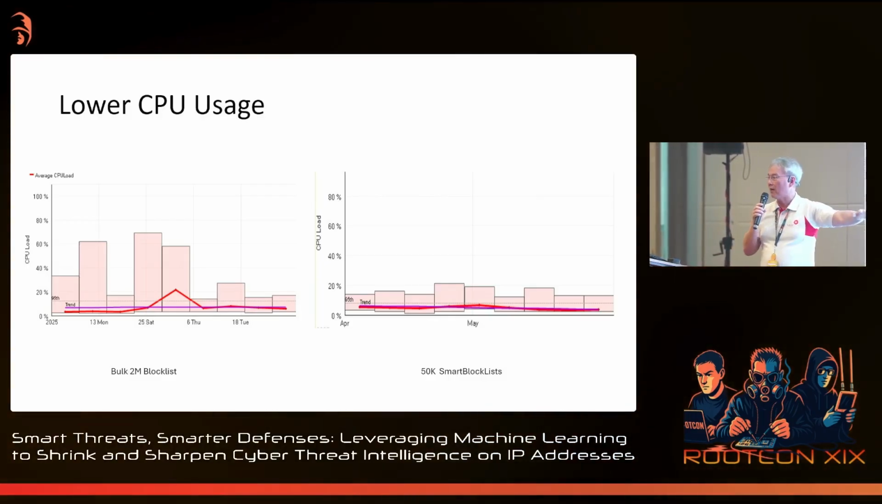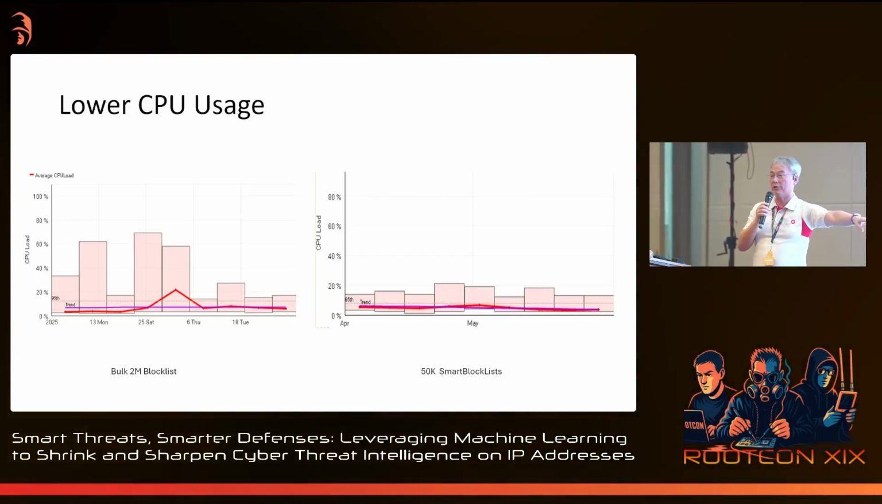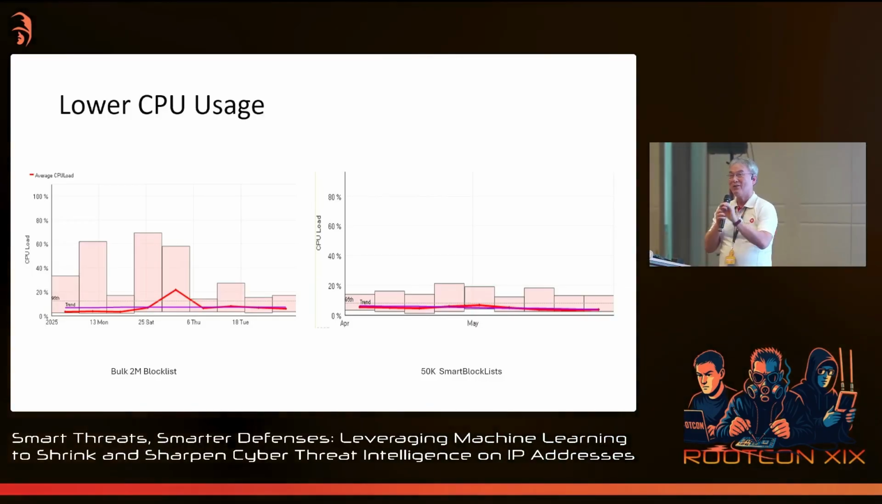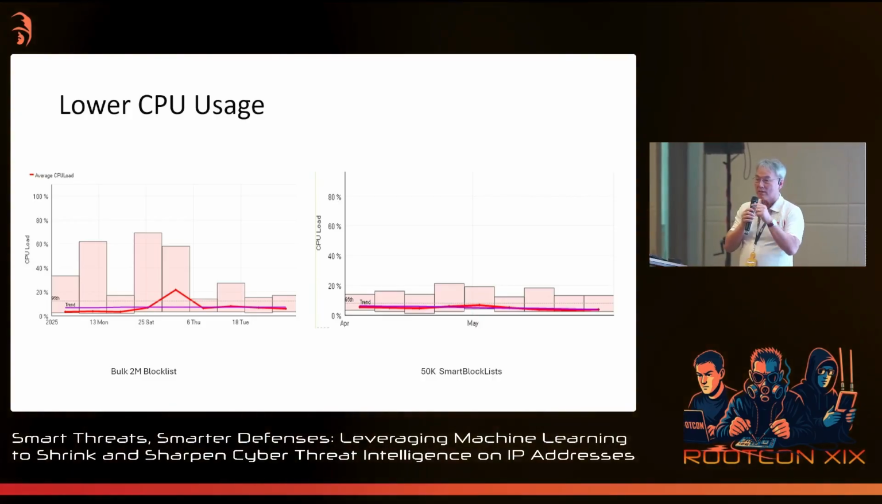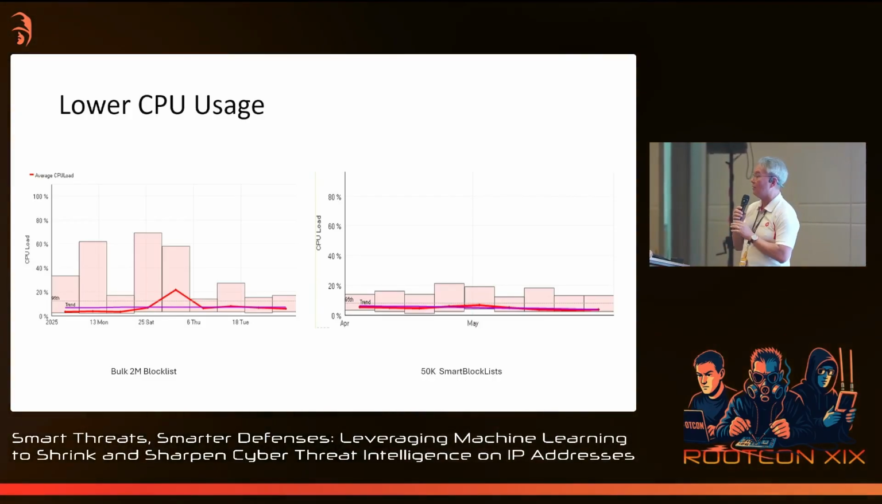That results in a very low CPU utilization. And I remind you, at 2.5% of the total bad IP volume, we are still able to block 60–70%.